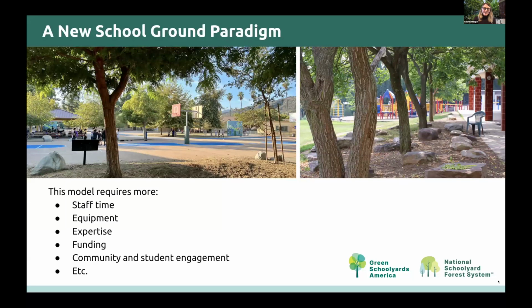This is a new and living school ground paradigm. This model requires more staff time, equipment, expertise, funding, and engagement. But in our current paradigm and system, not all schools have the knowledge, time, staffing, funding, or support needed to sustain the ongoing care of this type of schoolyard. And I think it's important to acknowledge this in order to see the issue fully and to begin to shift the paradigm to one that provides the knowledge, time, staffing, funding, and support that is needed.